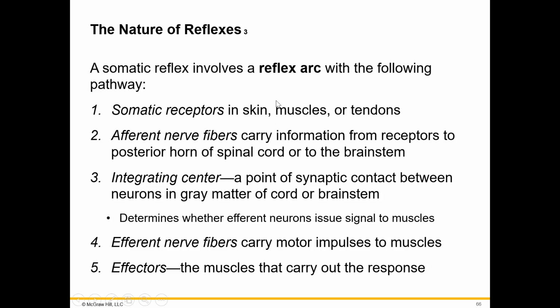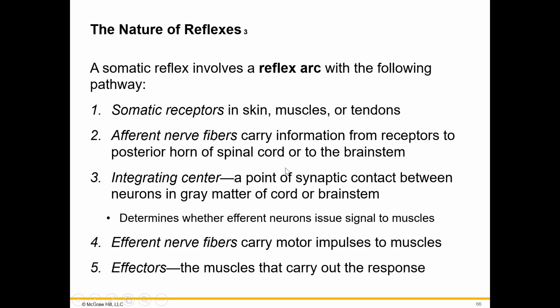When you hit that knee-jerk reflex, you have to strike somatic receptors in the skin, the muscle, or the tendon. The next step: afferent nerve fibers are going to carry the information from the receptors to the posterior horn of the spinal cord or the brainstem. There's an integrating center.